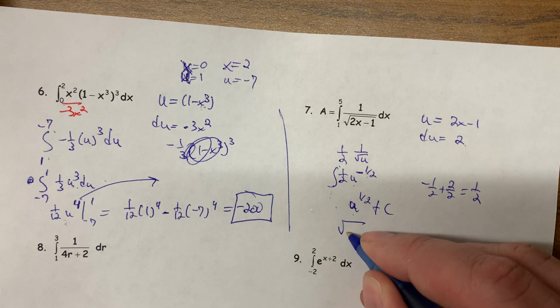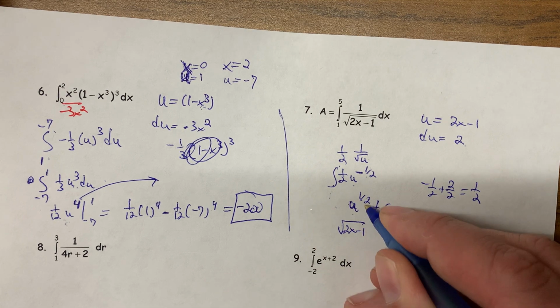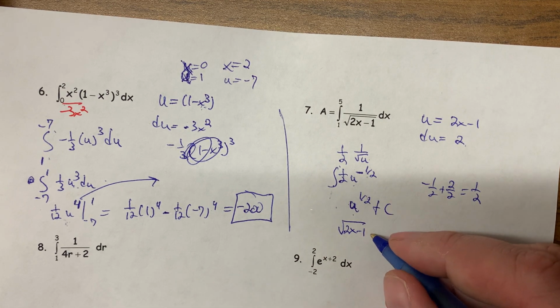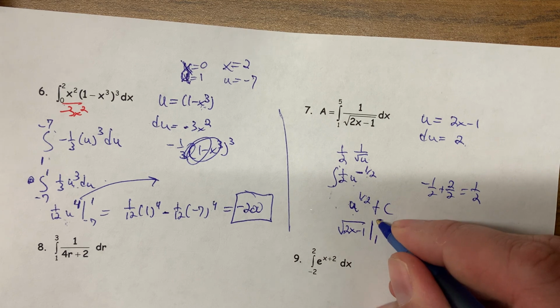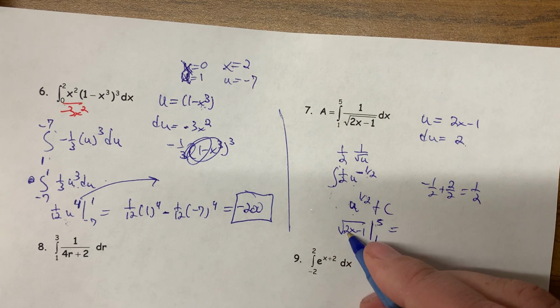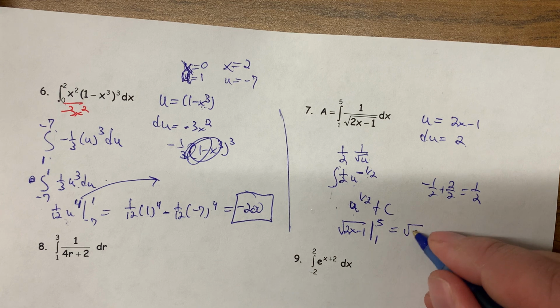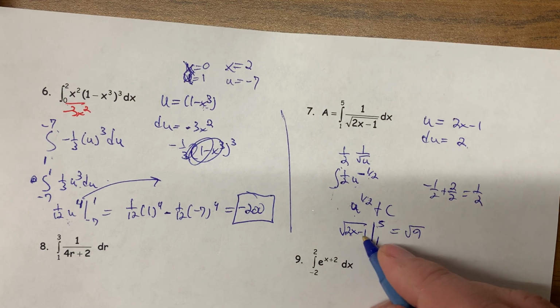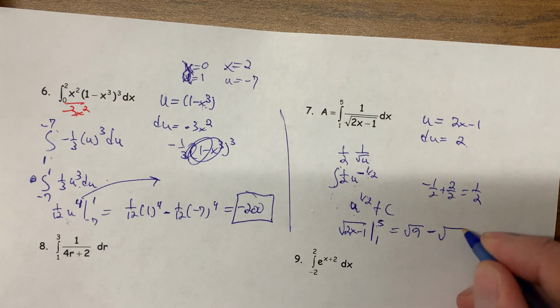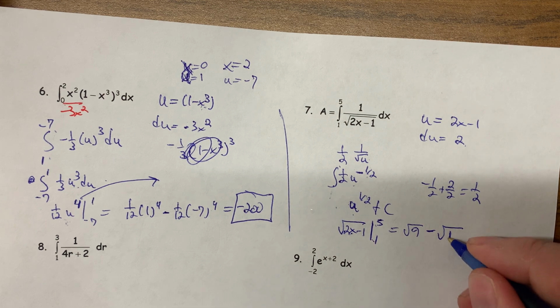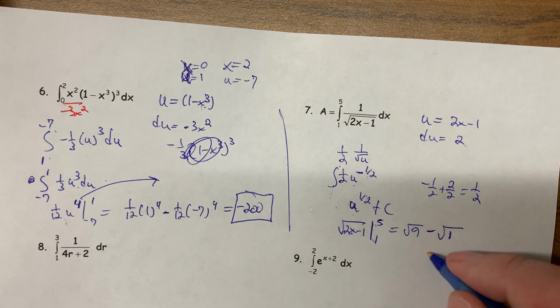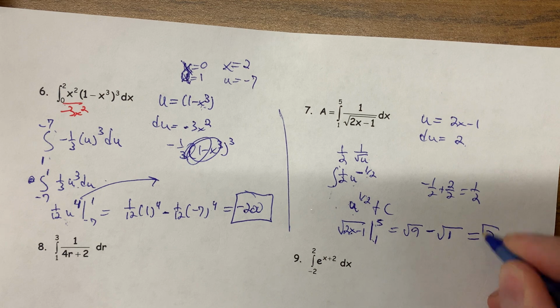x's. So u was 2x minus 1. It's the square root of it because it's the 1/2 power, and I'm going to do it from the initial 1 to 5. So when x is 5, this is square root of 9. 2 times 5 is 10, minus 1 is 9. Minus, when x is 1, this is 1. And so we get 3 minus 1, which is 2.